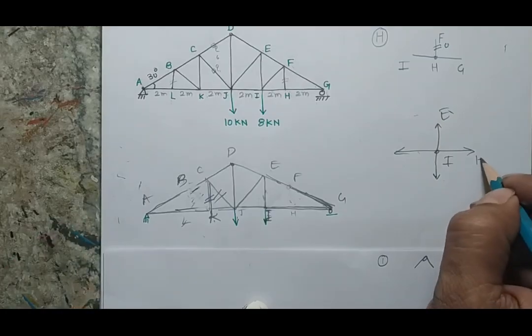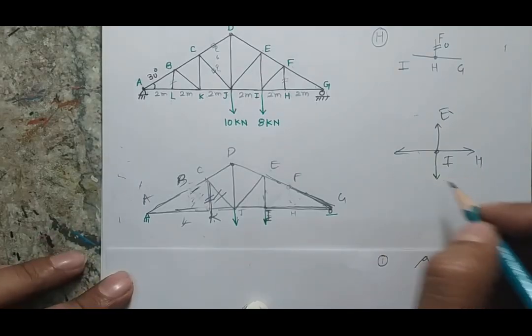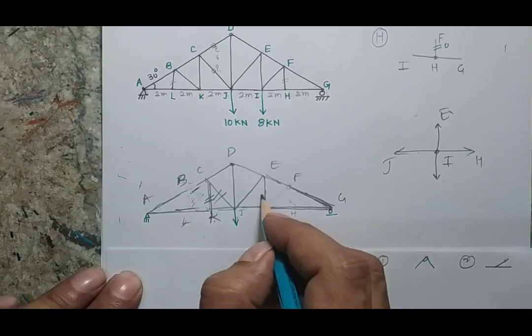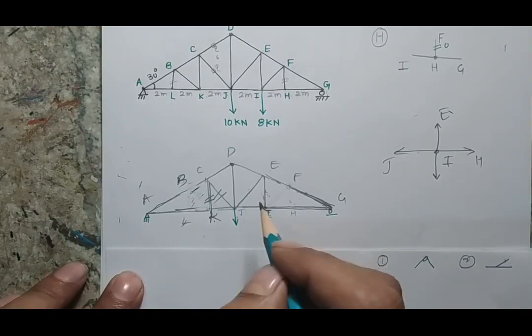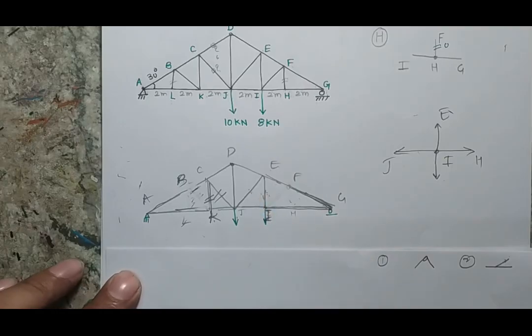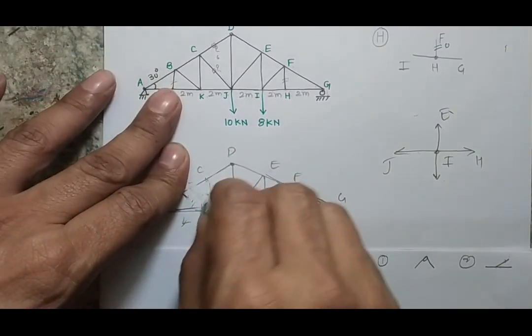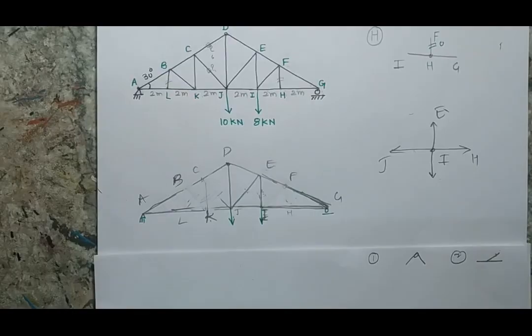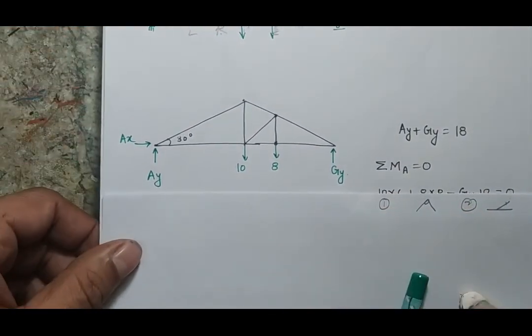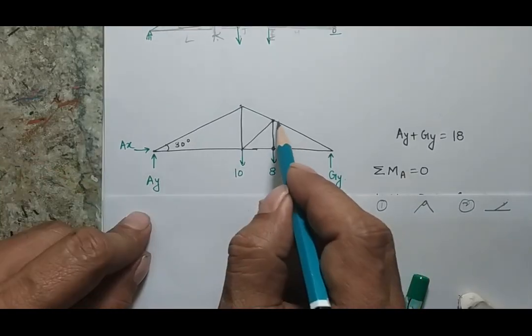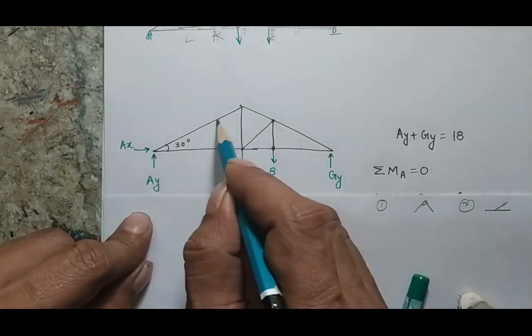So the joint will not be a zero force member, which means this is not a zero force member. As this is not a zero force member, this will not be a zero force member. Now ultimately, when I remove all the zero force members, my truss will look like this. All the other members, one member here, one member here, there were 2 members, have now been removed.